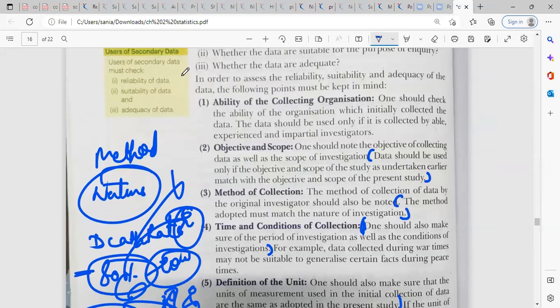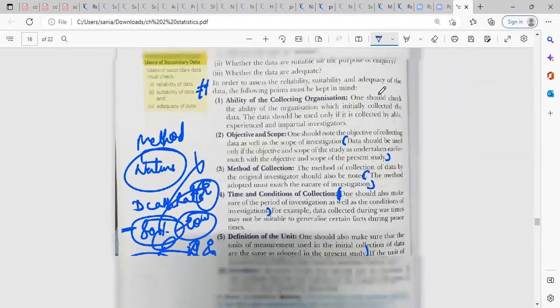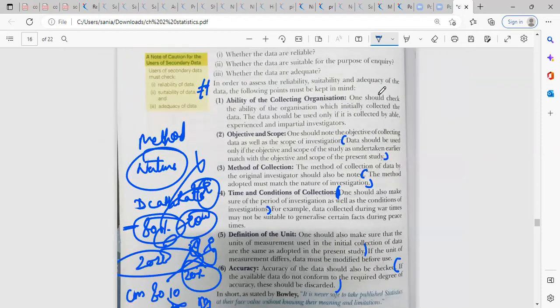Okay, so you will write this. You will write hashtag: in order to assess the reliability, suitability, and adequacy of the data, the following points must be kept in mind. And then you can take the screenshot.